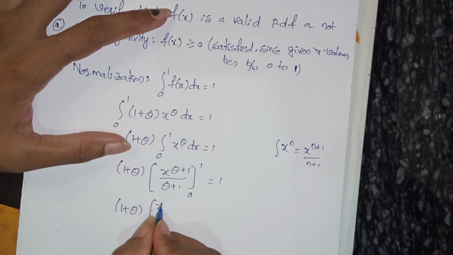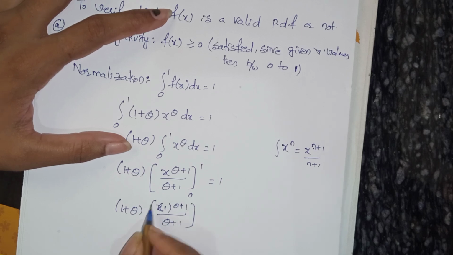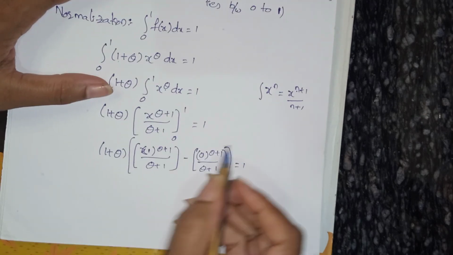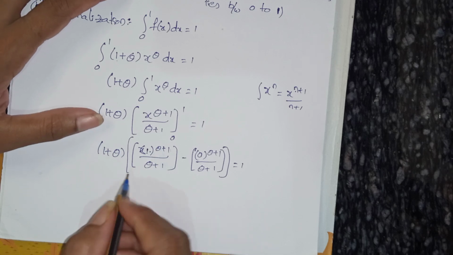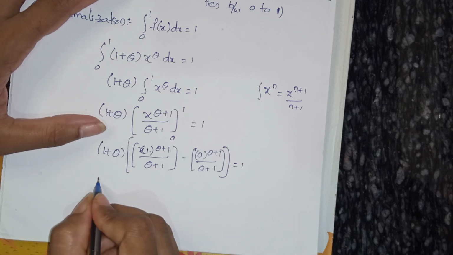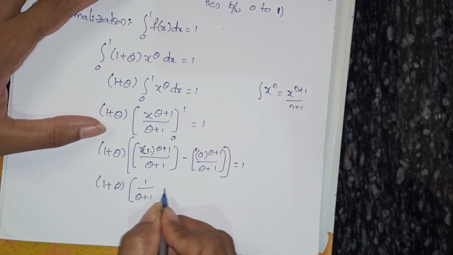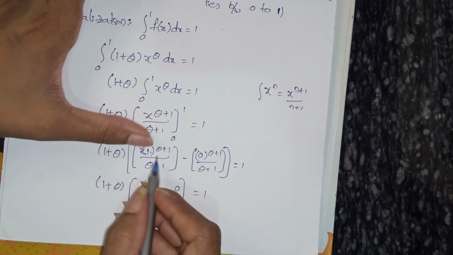So that's why 1 to the power of theta plus 1, by theta plus 1, minus 0 to the power of theta plus 1, by theta plus 1. Upper limit minus lower limit equals 1. If you see here, 1 to the power of something, however many times you multiply, it becomes 1. So finally, 1 plus theta into 1 by theta plus 1 minus 0, isn't it? Equals 1.